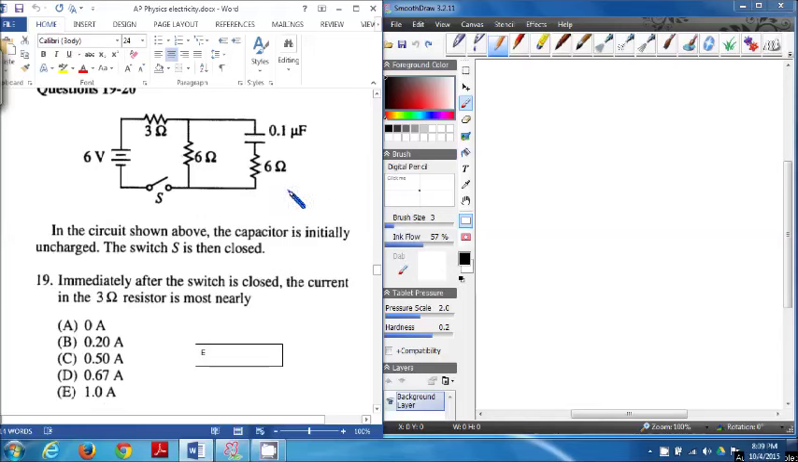After a long time the switch is closed, the potential difference across the capacitor will be the same as the potential difference across this resistance, and the potential difference between this point and this point will be 0. There is no current here. So the current flows only through this, and in the capacitor there is no flow of current. But the potential difference across the capacitor plates is the same as the potential difference across the 6 ohm resistance.